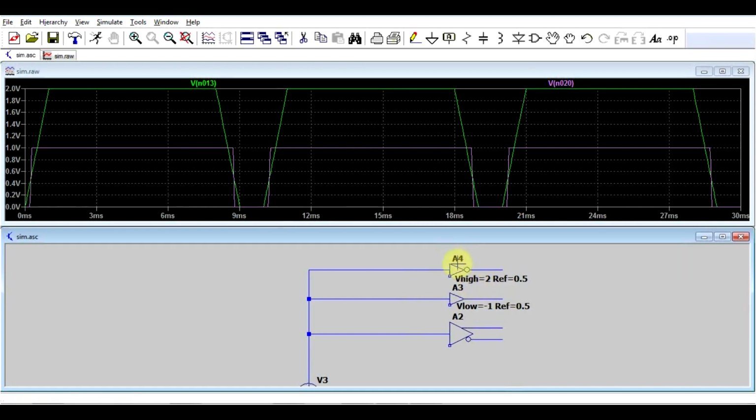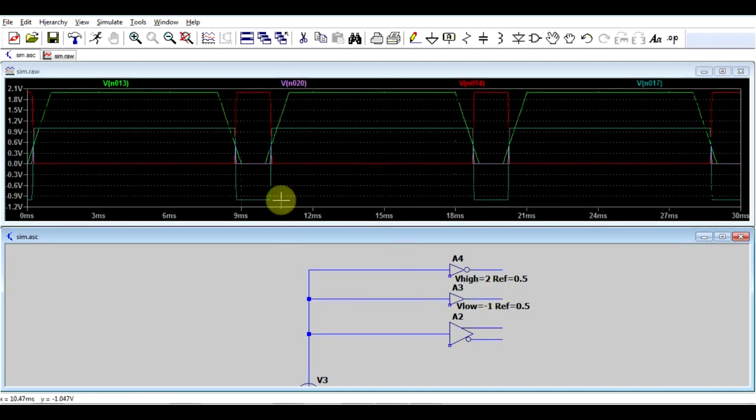So for my first inverting output, I took my high voltage output from 1 volt, the default, to 2 volts. And I've kept my reference voltage, so the transition voltage, at 0.5. By default, LTspice will make an average between the high and low voltage. And for the second buffer, I put my low voltage at minus 1.